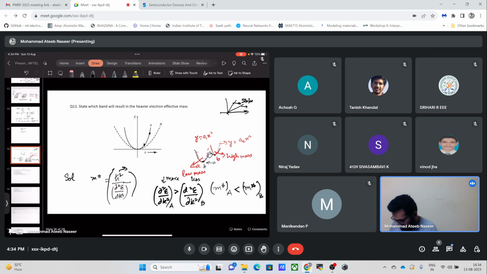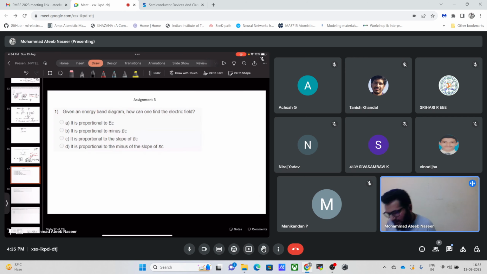I guess that's fine for this question. Now we have been told to look into the energy band diagram and find the electric field associated with this energy band diagram.